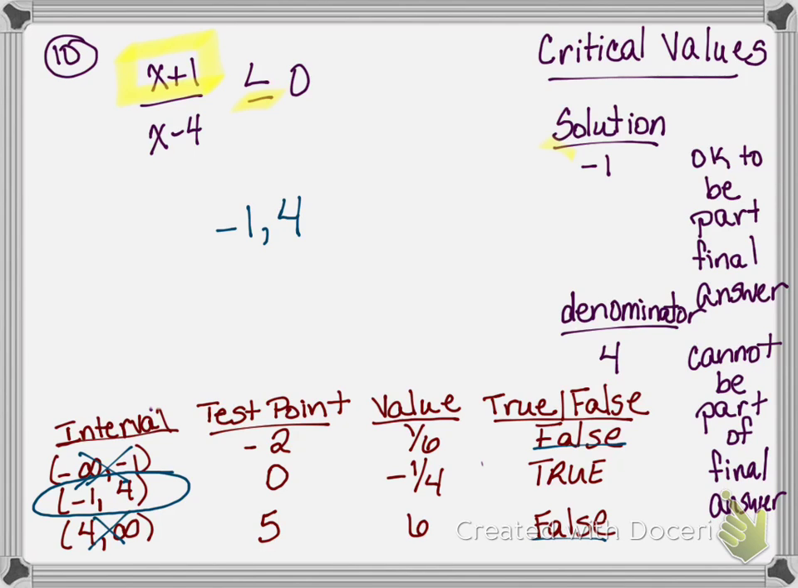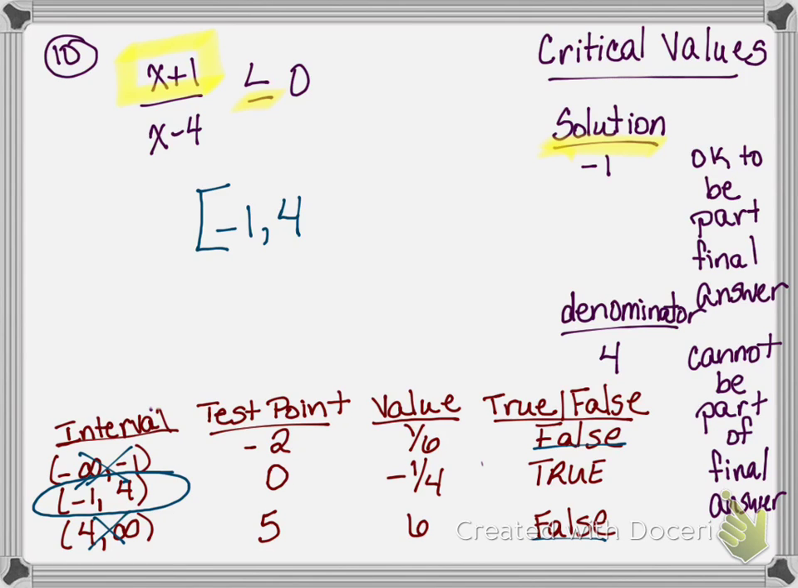So if I come back over here and I look at my solution, now I got my solution from setting my numerator equal to 0. So that means the graph crosses the x-axis at negative 1, and that is okay. So it is okay for negative 1 to be part of my final answer. So I'm going to put a bracket around negative 1.